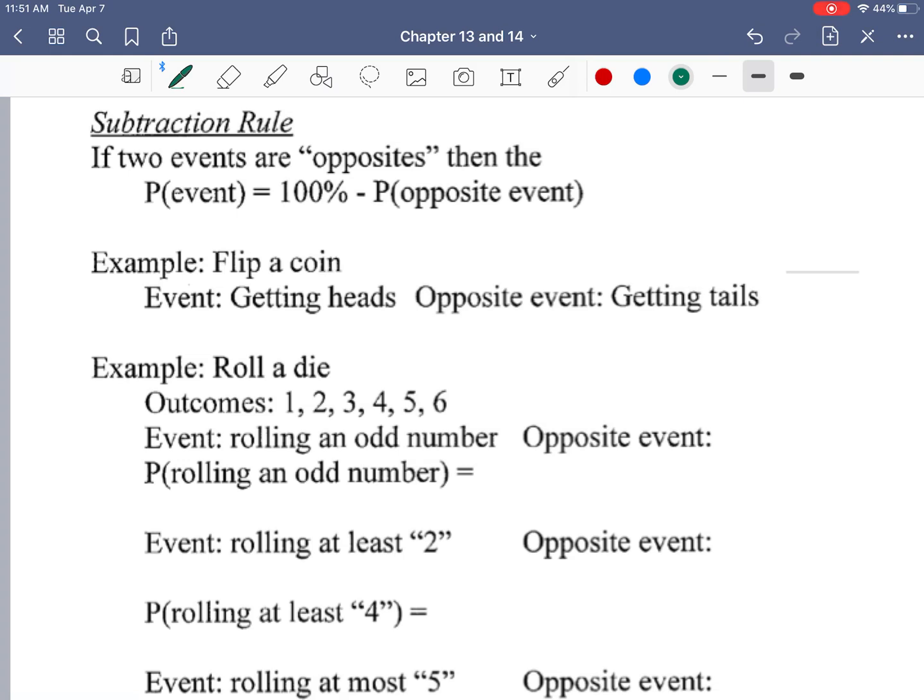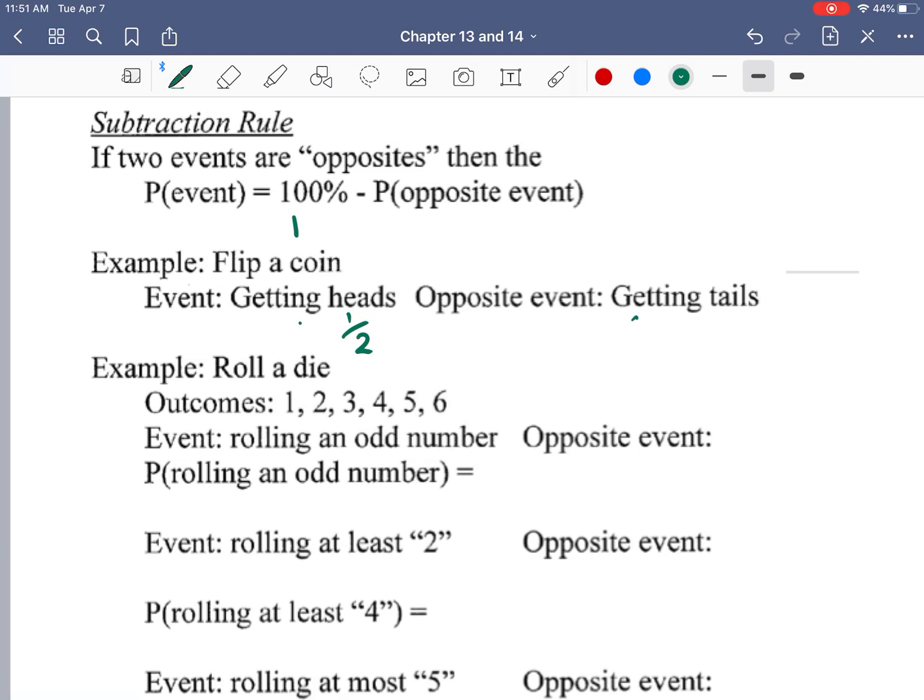If 2 events are opposite, then the probability of an event happening is equal to 1 or 100% minus the probability of the opposite event. So flipping a coin, you can either get heads or tails. Those are the only 2 possibilities. So these events are opposite of each other.